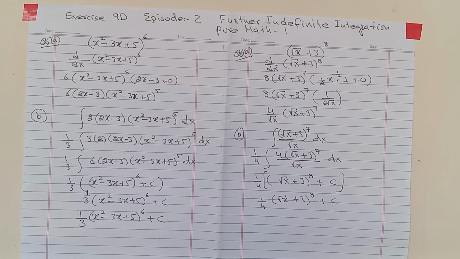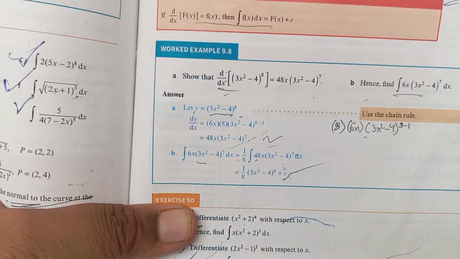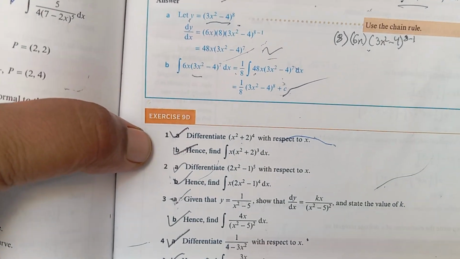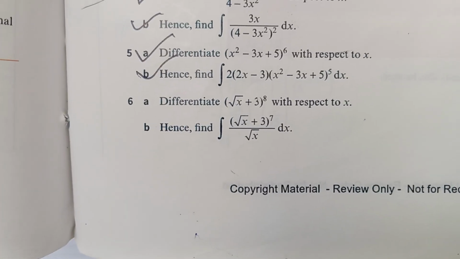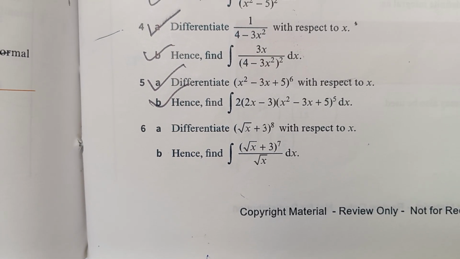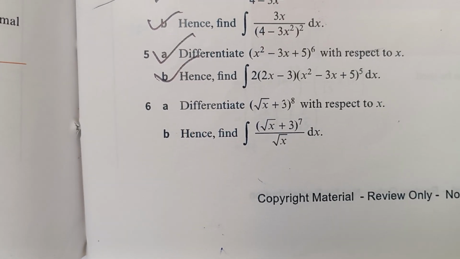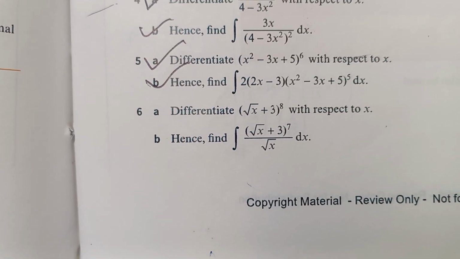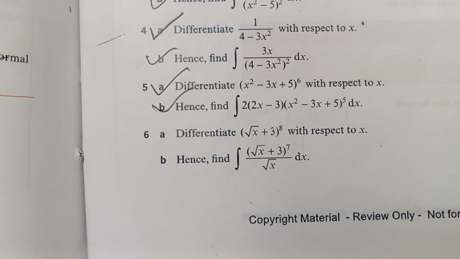Then we have question number 6. Question number 6 of exercise 9D from the course book of Pure Maths 1: differentiate, A part, (under root x plus 3) whole raised to power 8 with respect to x. And the B part is hence find the integral of (under root x plus 3) raised to power 7, divided by the under root of x, dx.